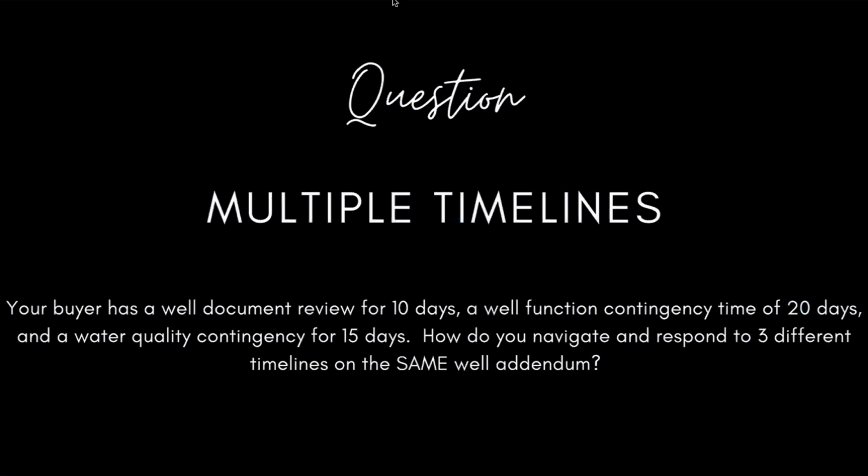So this is something that came up, and it sparks a lot of conversation, which I'm sure is going to be talked about once this class is over. What if we have multiple timelines? In our well contingency, we have a space for 3 different timelines. We have the well document review, we have well function, and we have water quality testing. So what happens if all 3 of them have different dates? We have one addendum. How do we navigate through 3 different timelines? And are those technically 3 different contingencies?